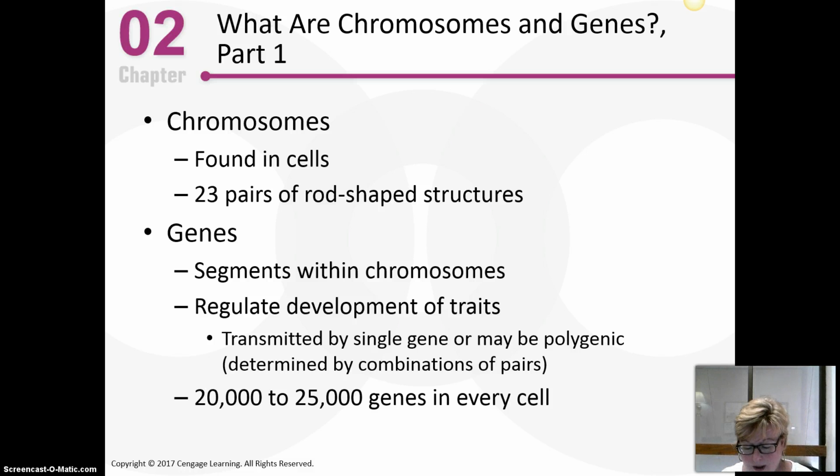And just a real quick recap, you need to know the definition of chromosomes, and you need to know that 20,000 to 25,000 genes in every cell.